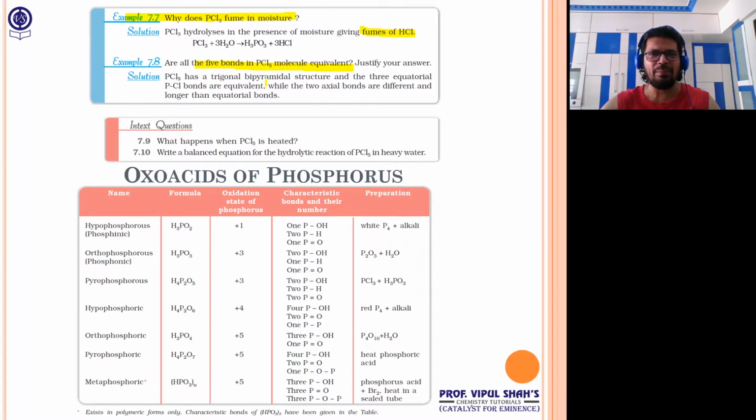It's trigonal bipyramidal, that's sp3d hybridized. 3 bonds are equivalent, the 2 axial are different, the longer bonds. The reason we know, interelectronic repulsion.